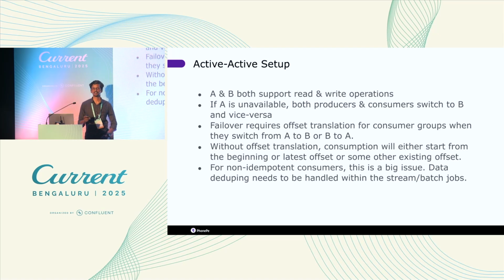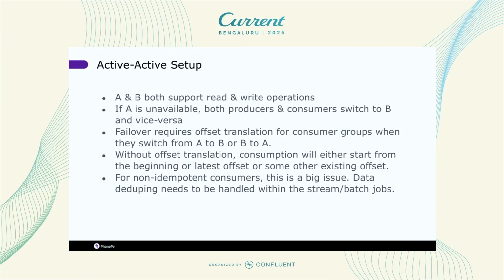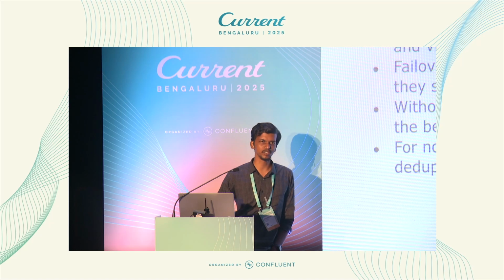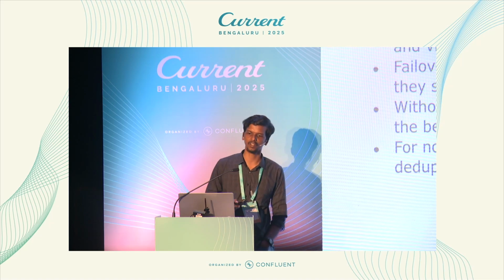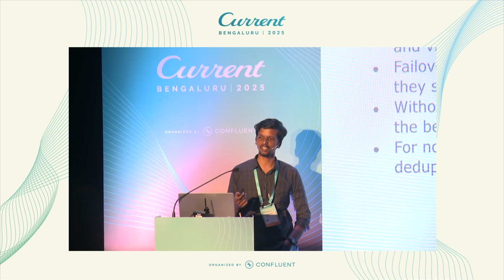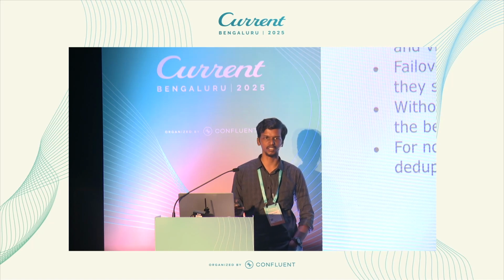In this case, A and B are clusters which could be running in maybe the same region, deployed on different DCs or availability zones, or they could be running in different geographic regions. If A is unavailable, we want both the producers and consumers to switch to B seamlessly and vice versa. This failover procedure typically requires offset translation for consumer groups. Whenever they do the switch, without offset translation, we run the risk of consuming from outdated offsets.